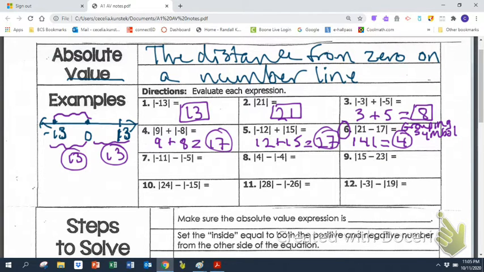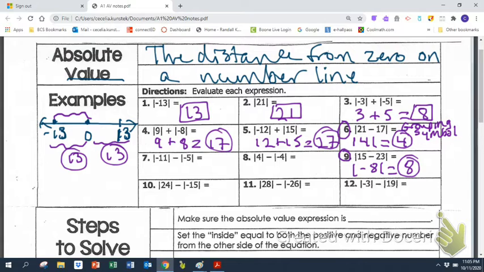Now I want you to go ahead and try number 9 right below that. Then we'll finish these other ones. Okay, so in this case, we're going to have the absolute value of 15 minus 23, which is the absolute value of negative 8. And that equals 8.